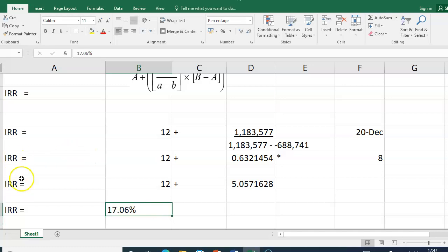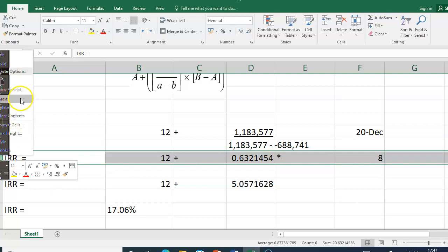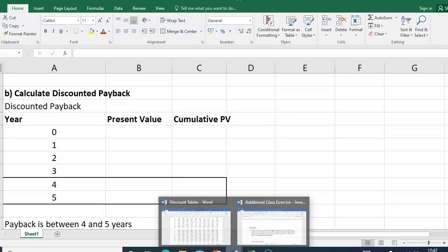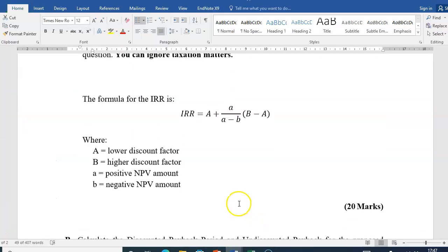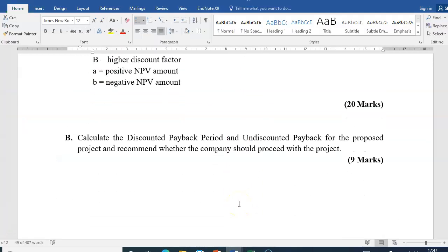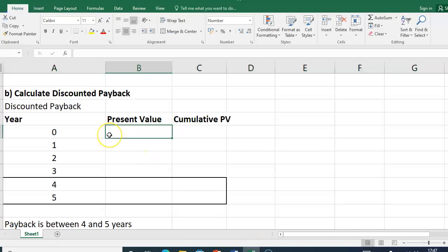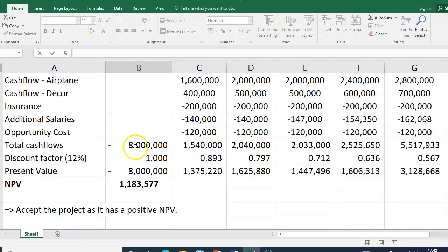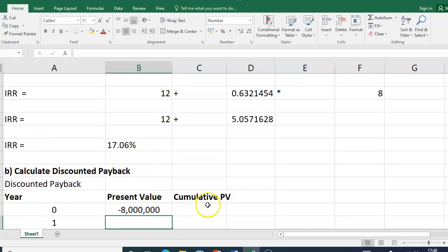Hopefully there is nothing new there for you. Moving on to the payback. If we look at the next requirement in the question, calculate the discounted and the undiscounted payback. Back to our calculations, we'll do the discounted first, so it's minus 800,000.